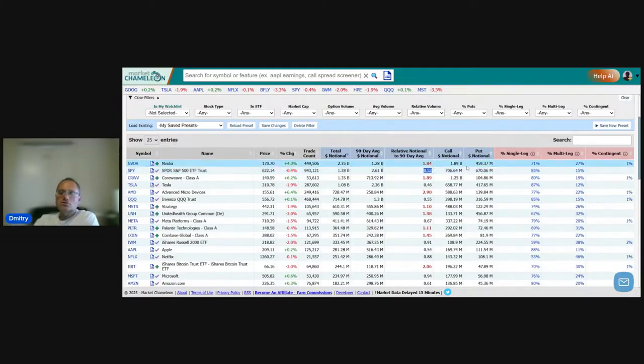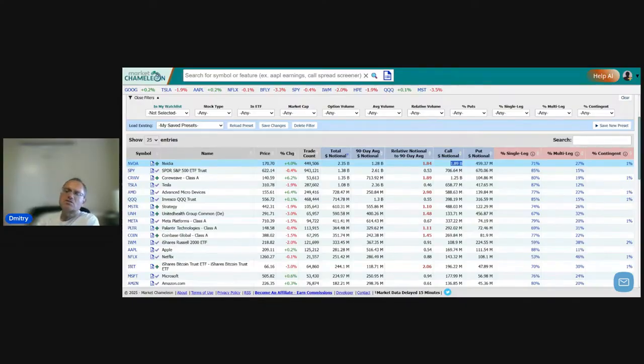We also have here a breakdown of the notional value by call options and put options. And this allows us to see the comparison. Were they equally distributed, or was there a larger lean towards trading a certain type of option? Like in this case, in NVIDIA, a lot more call dollar value traded than put.